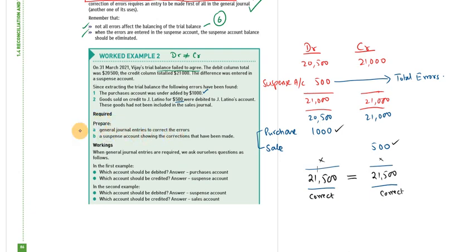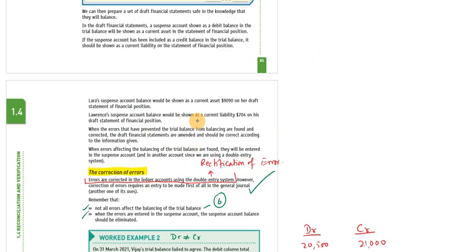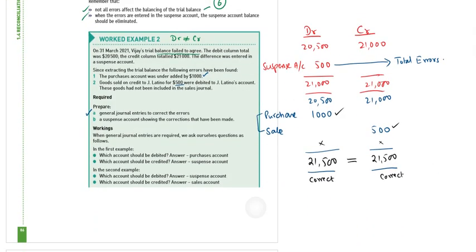Journal entry to correct the error. So you have to just record the double entry. Suspense account showing the correction that we have made. So we have already made a suspense account. Then after correcting the errors, the suspense will be eliminated and we can see the debit is equal to credit.